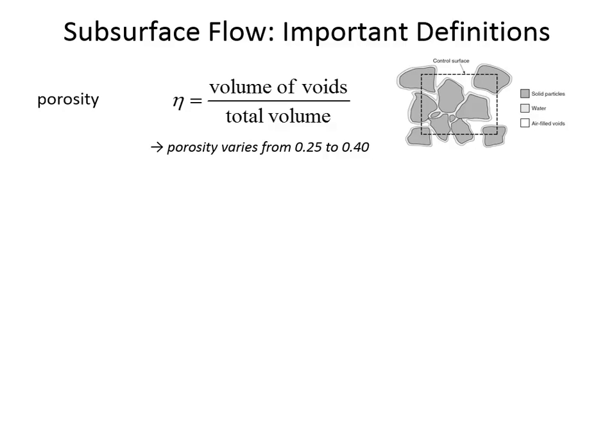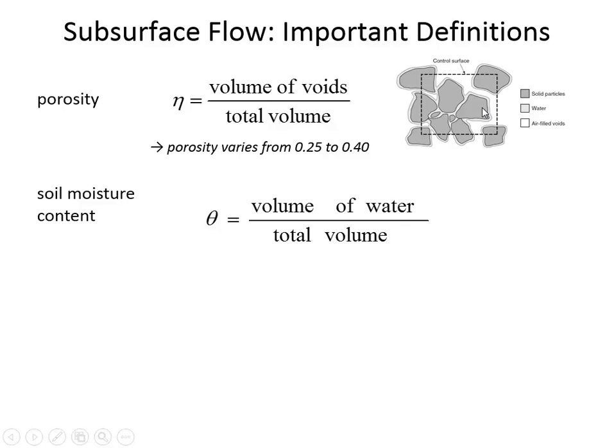Here's the definition of porosity. It's the volume of voids relative to the total volume of a soil. And you can see in this diagram that in a certain volume of soil, there are some places that are air-filled voids, certain places that are solid particles of soil, and then there is a thin layer of water around these particles of soil. So in this case, the porosity is any place where the solid particles aren't.